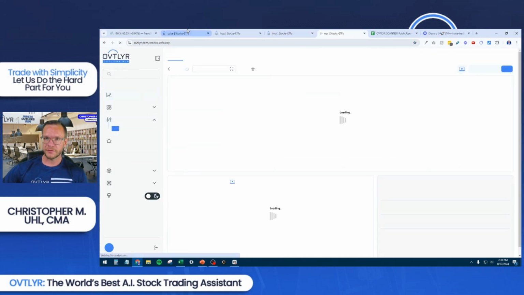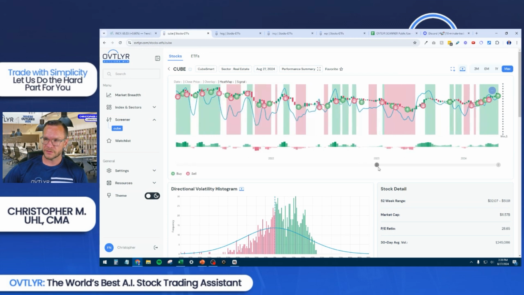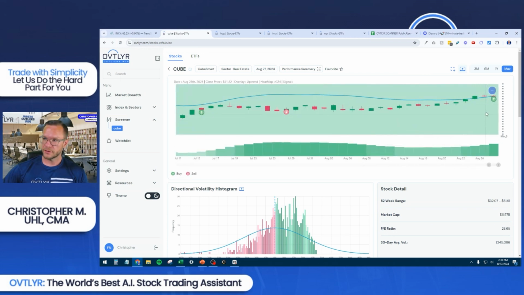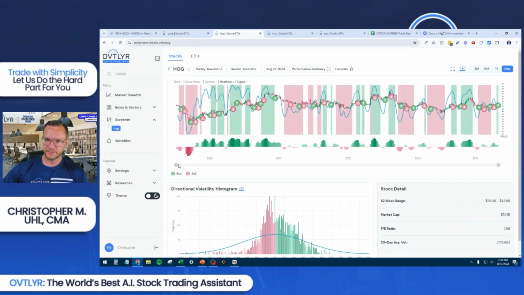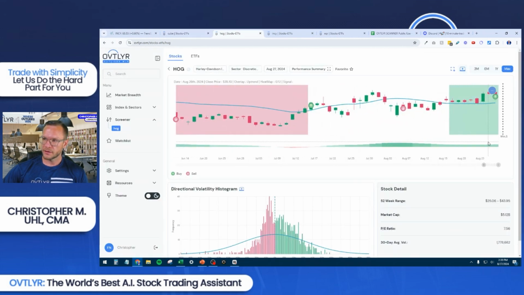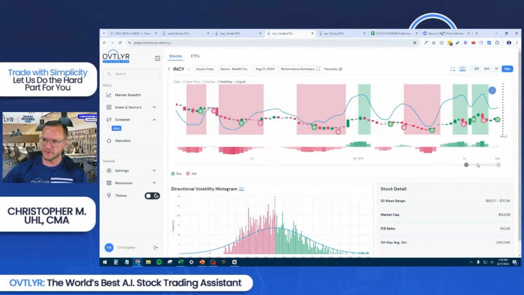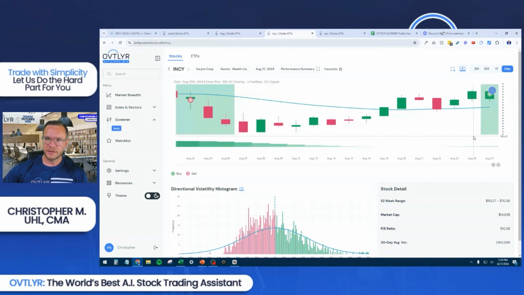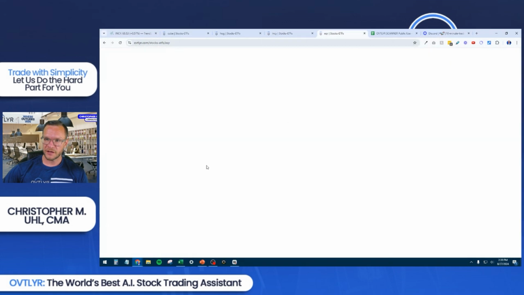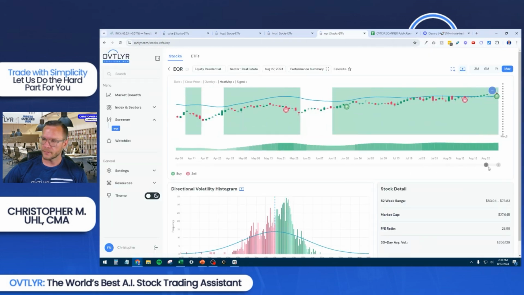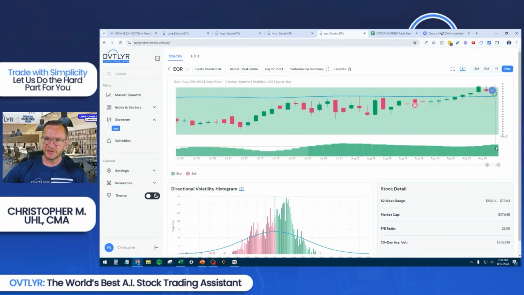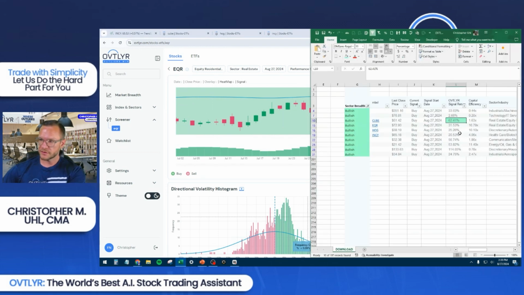And we can just eliminate real quick. So let's zoom in to CUBE. G24 yesterday, G26 today. That's good. HOG was G12 yesterday, G13 today. NC, G3 yesterday, G5 today, and EQR, G26 yesterday, G26 today. All right, cool. So EQR, we need to take off our list. So we're down to 3.